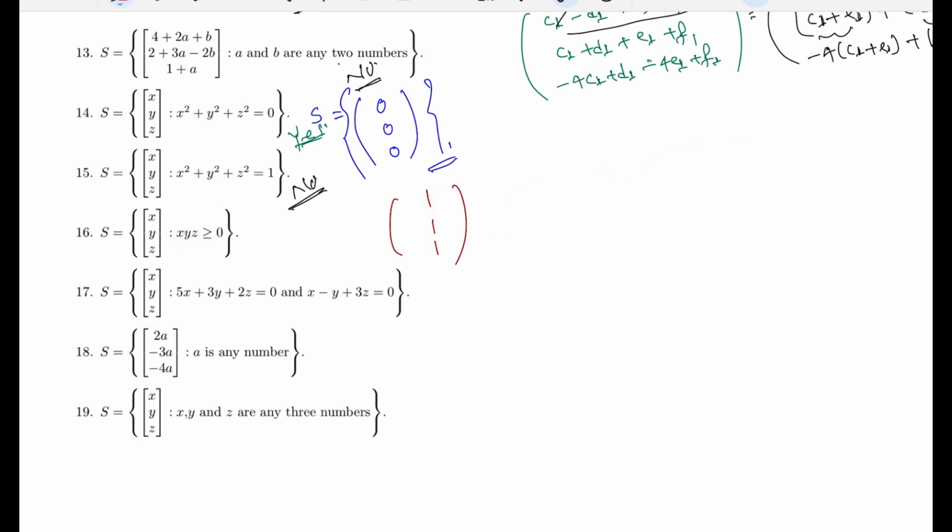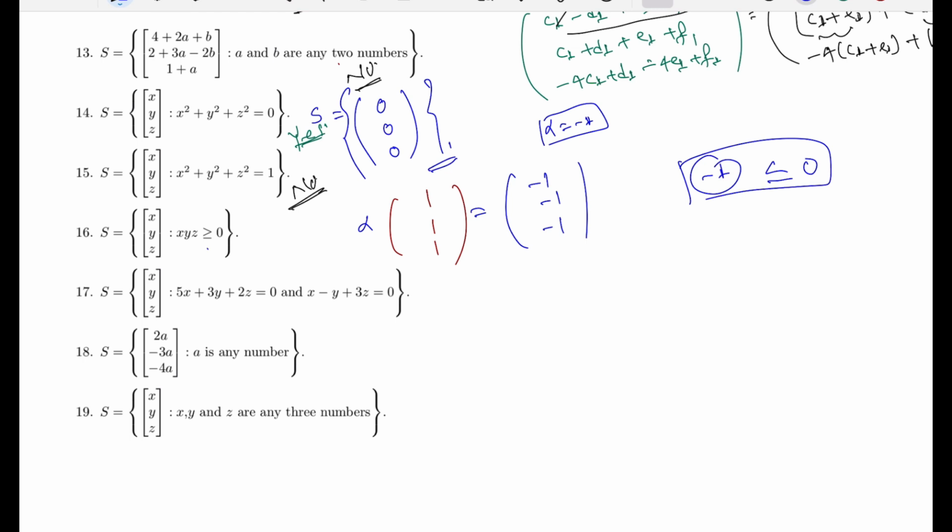Now let's check scalar multiplication. Just multiply with some alpha, and let's say alpha is equal to -1. So what you will get is -1, -1, -1. Now multiply these components x, y, z. What you will get is -1, that is less than or equal to 0. So this condition is not getting satisfied and it is not closed under scalar multiplication. So this is not a subspace of R cube.